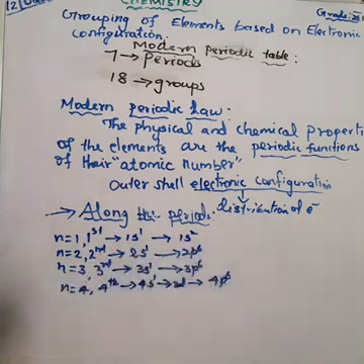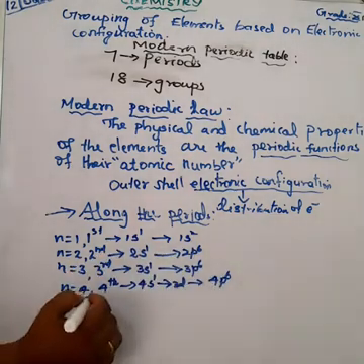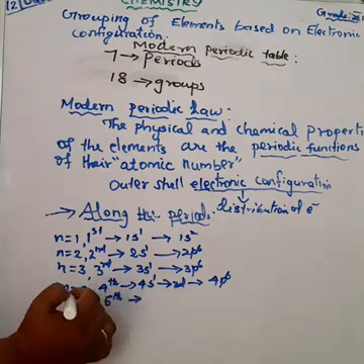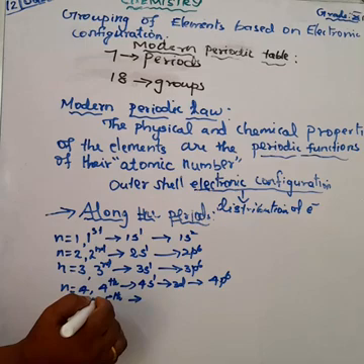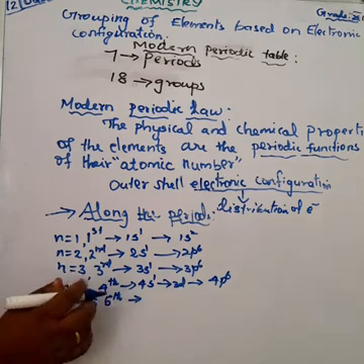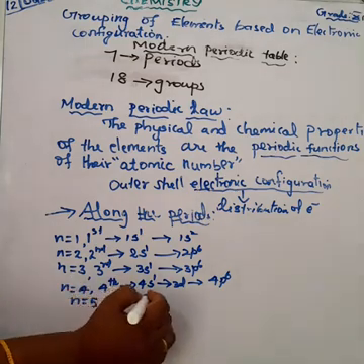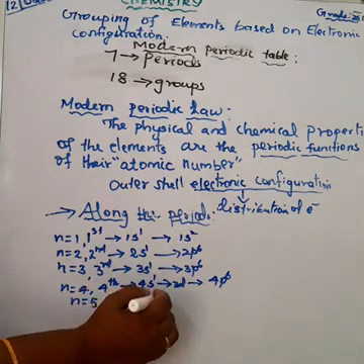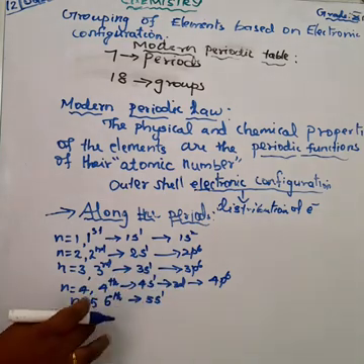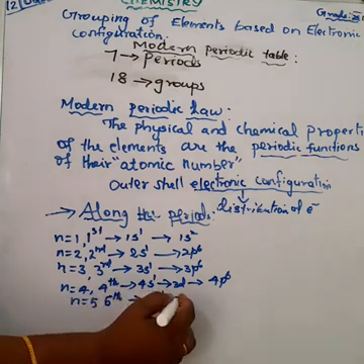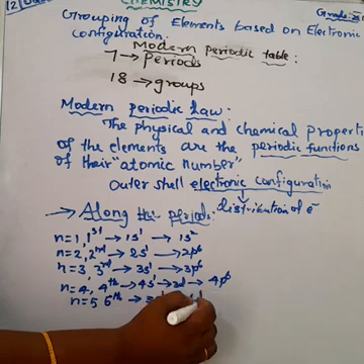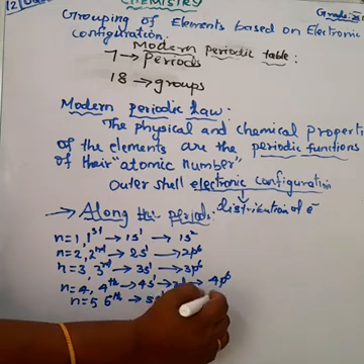Okay, and fifth period, n is equal to 5. Fifth period means when n is equal to 5, it is called fifth period. So it can start from 5s1. The outer electronic configuration of the elements starts from 5s1, is followed by 4d, and ends with 5p6.